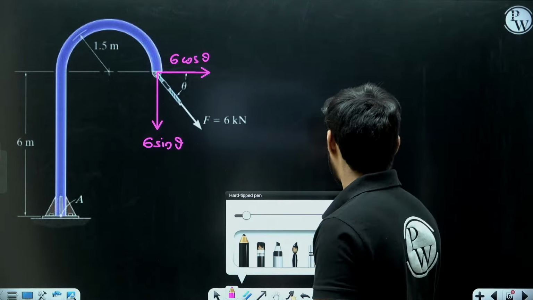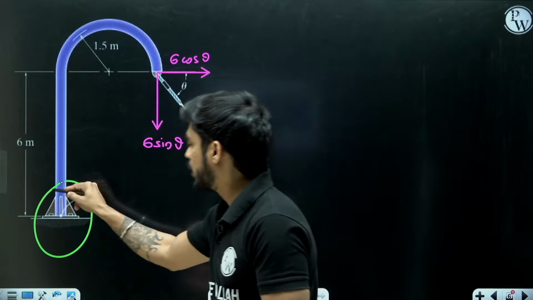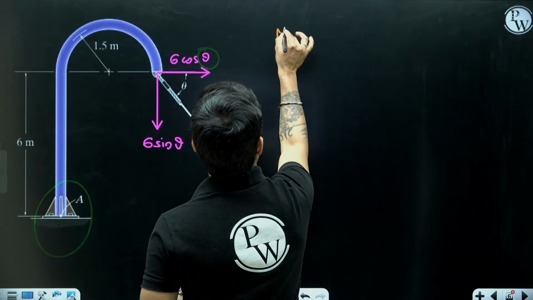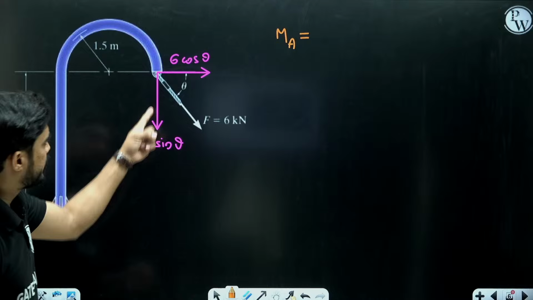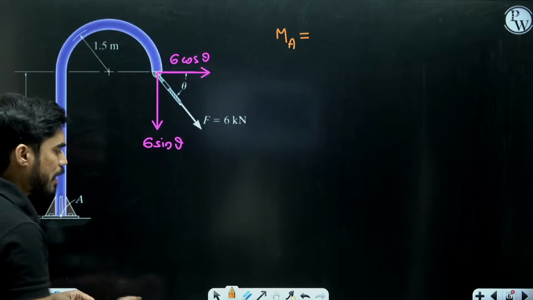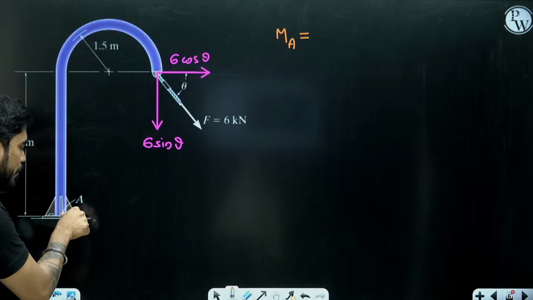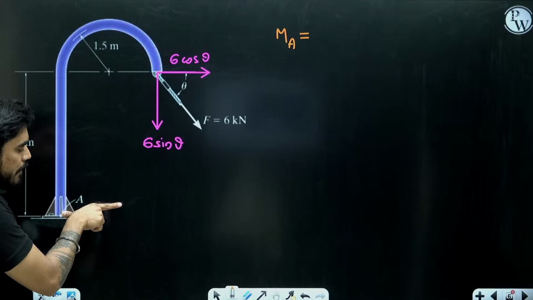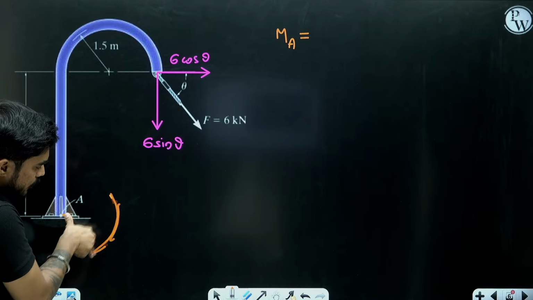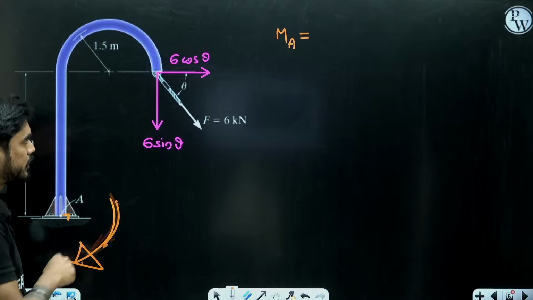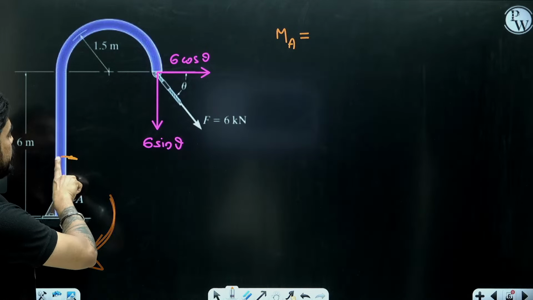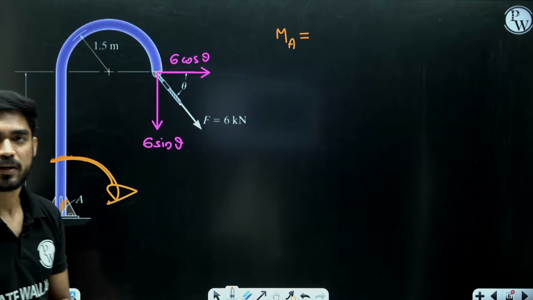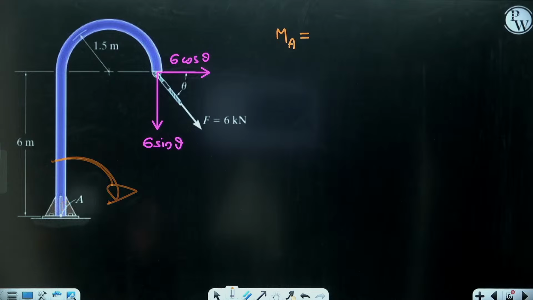So what we are going to do is, we are going to find the equation of moment at point A in terms of theta. Okay, so let's calculate the moment at point A. Now the moment of 6 sin theta and 6 cos theta both will be clockwise. How do I know this? I will put the thumb at point A. I will point this finger towards the force 6 sin theta and I will move the finger in the direction of 6 sin theta. See, clockwise moment. Similarly, I will point the finger towards 6 cos theta and I will move the finger in the direction of 6 cos theta. See, again clockwise moment. So both the forces are applying clockwise moment.